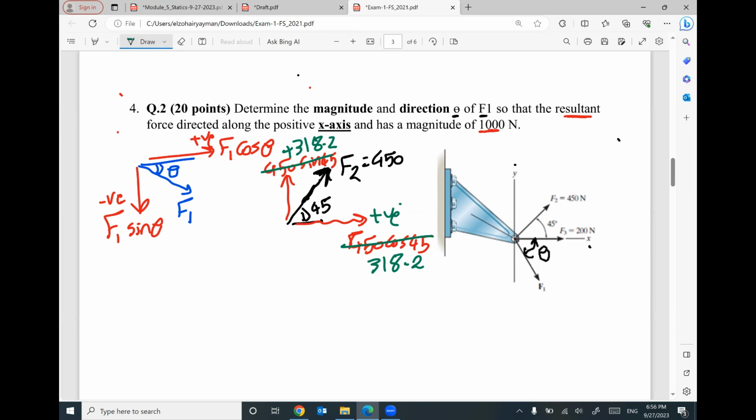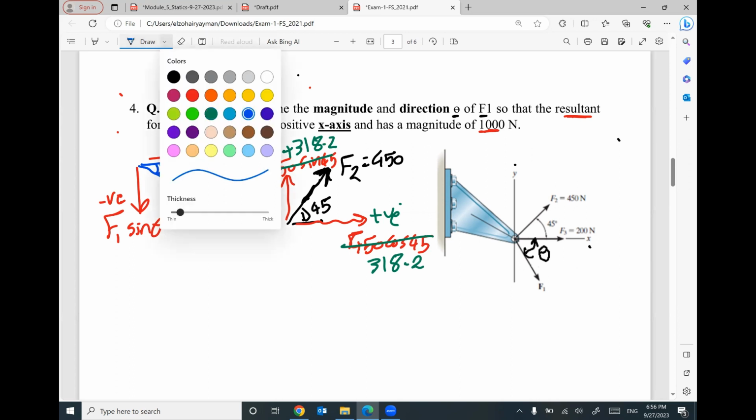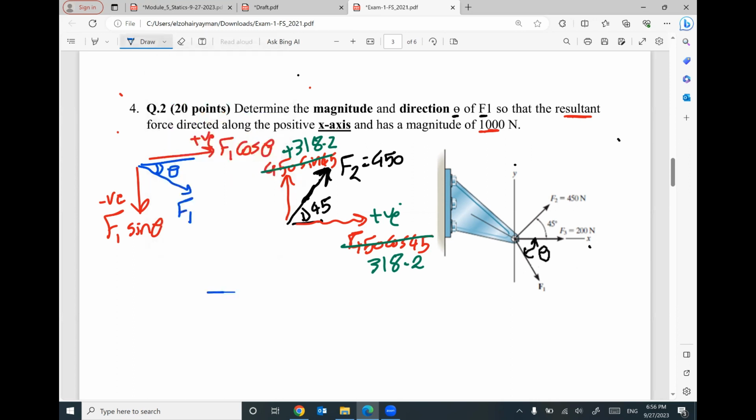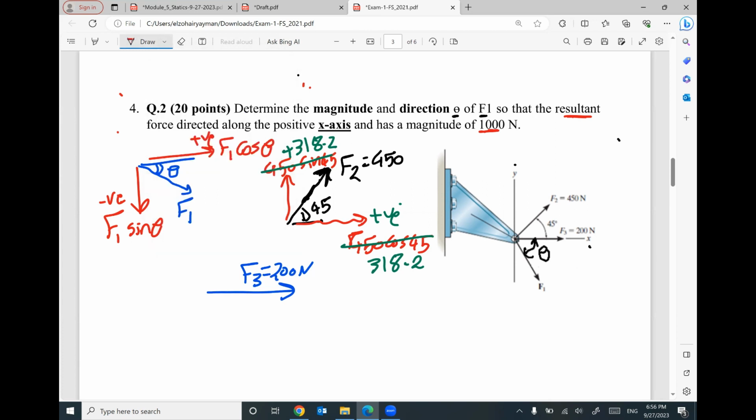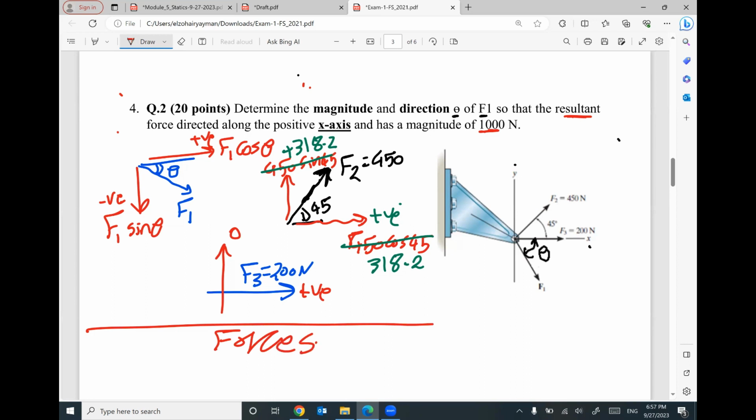What else? We are given F3 equal to 200 Newton. You are lucky because F3 is given in the X direction, which is positive, and nothing in Y. These are your forces. These are the three given forces, F1, F2, F3.